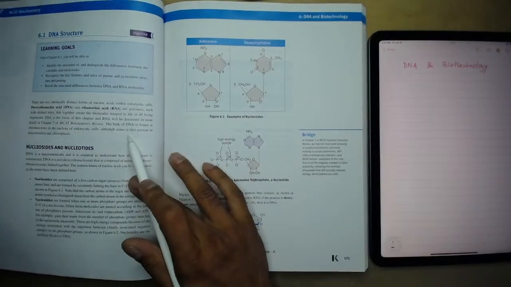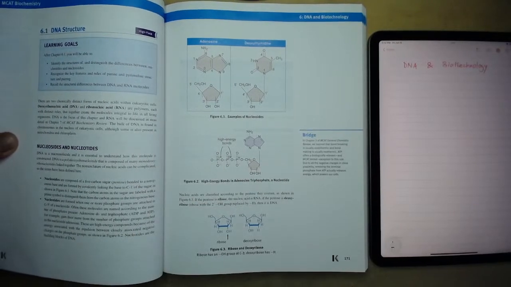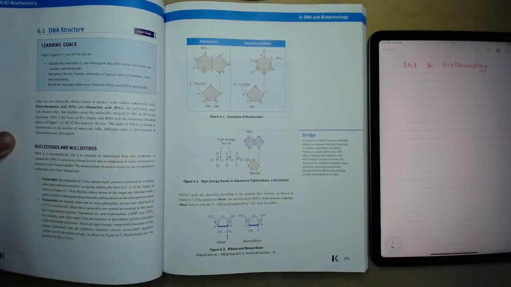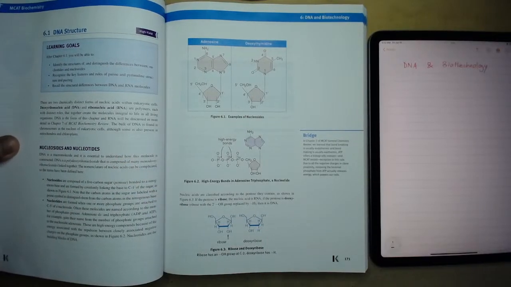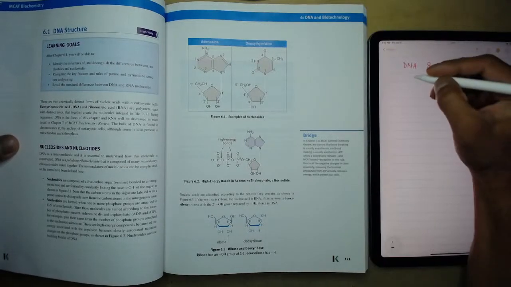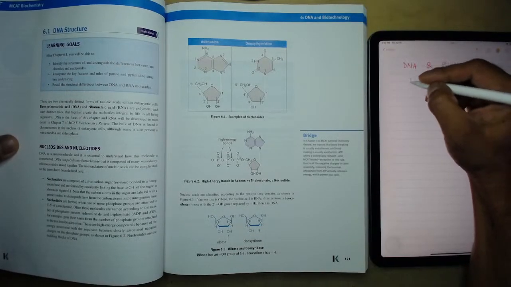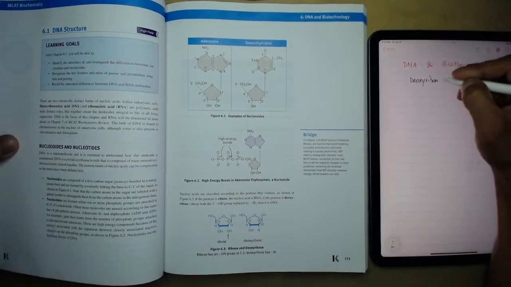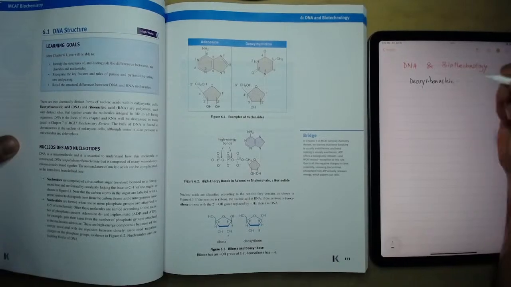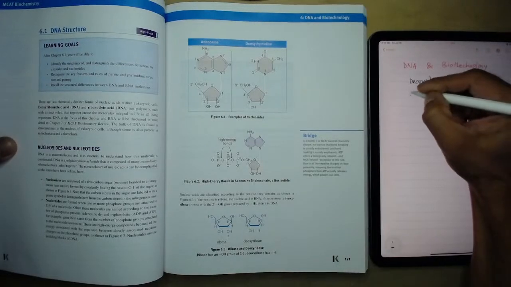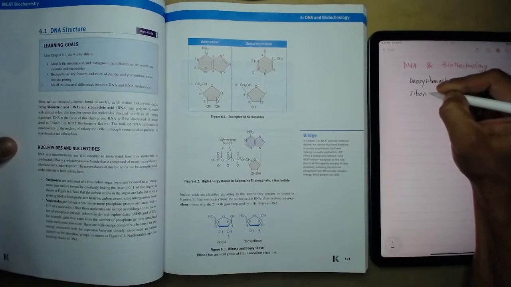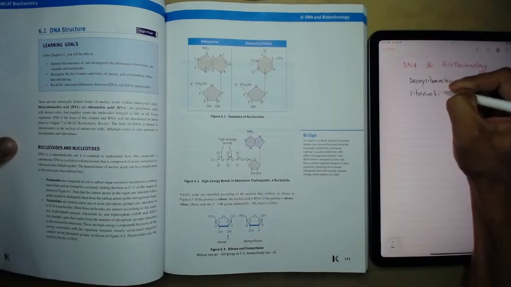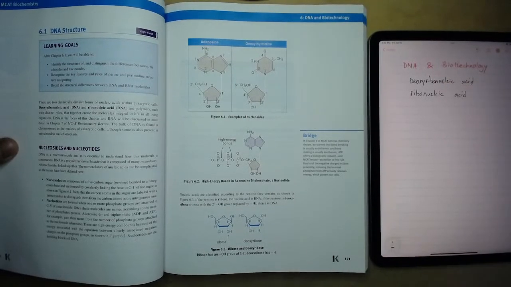The bulk of DNA is found in chromosomes in the nucleus of eukaryotic cells, although some is also present in mitochondria and chloroplasts. Let's write down deoxyribonucleic acid and ribonucleic acid are polymers.